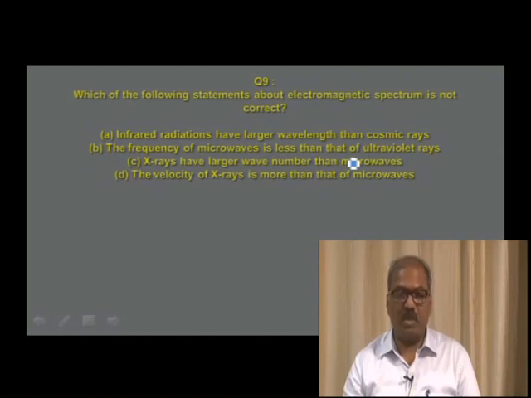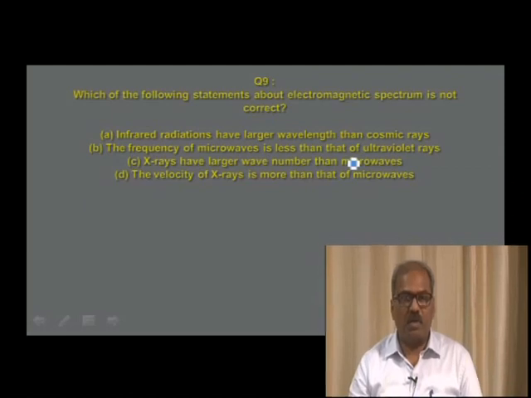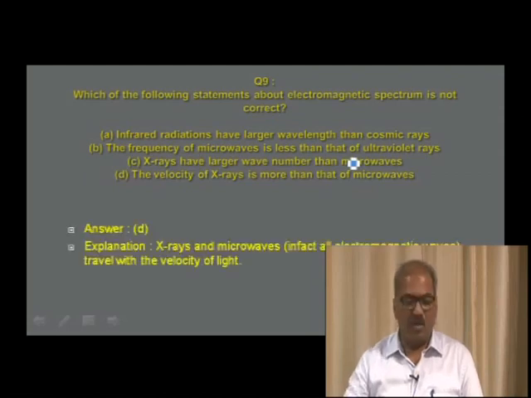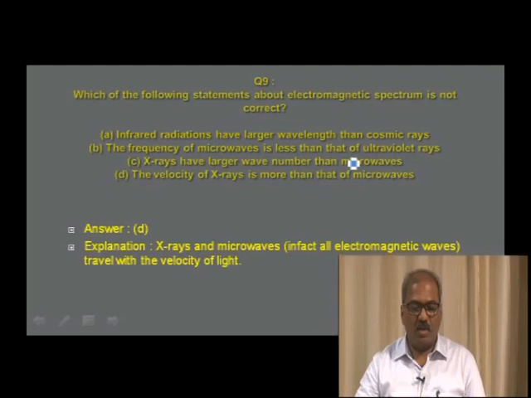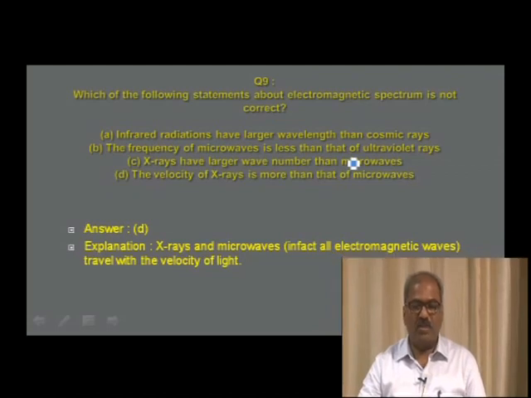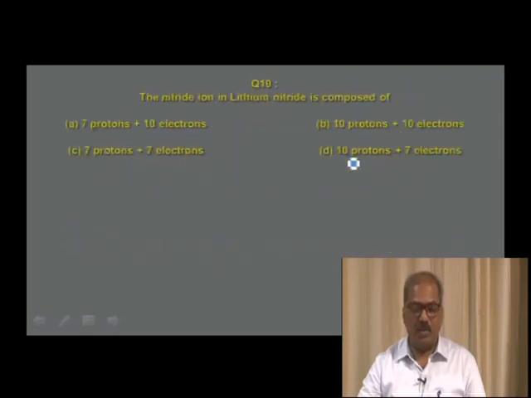X-rays, microwaves, gamma rays, they are all electromagnetic radiations. All electromagnetic radiations travel with the same velocity of light, that is 3 into 10 power 8 meter per second. And therefore, I have given the answer as option D, and the explanation is also there. X-rays and microwaves are all electromagnetic waves, traveling with the velocity of light, and the value is 3 into 10 power 8 meter per second.